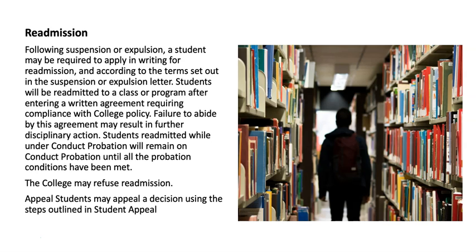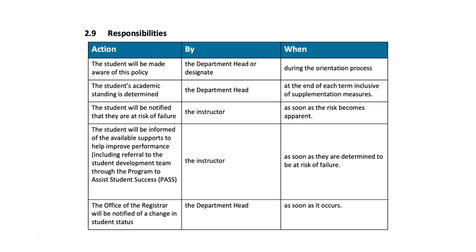Appeal. Students may appeal a decision using the steps outlined in Student Appeal. Responsibilities. The student will be made aware of this policy by the department head or designate during the orientation process. The student's academic standing is determined by the department head at the end of each term, inclusive of supplementation measures.